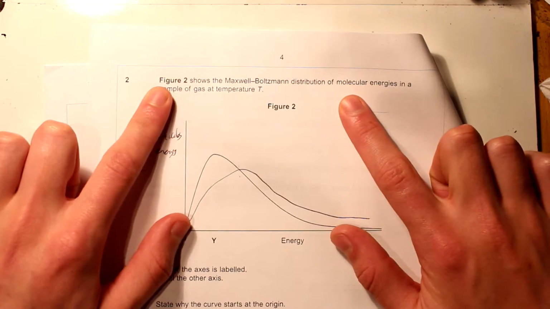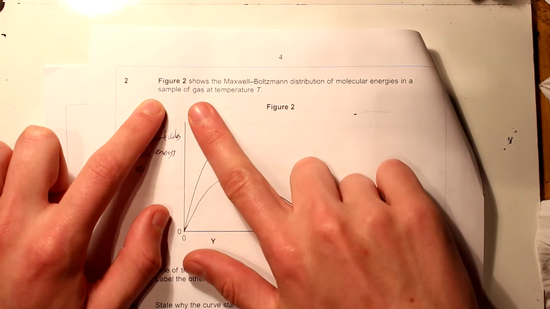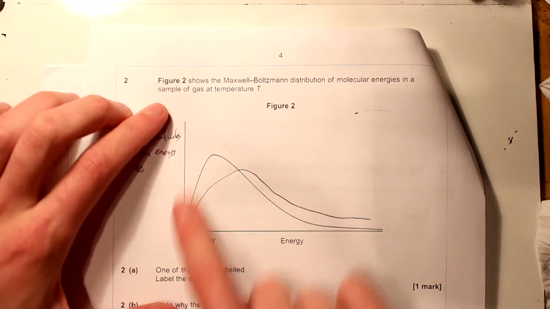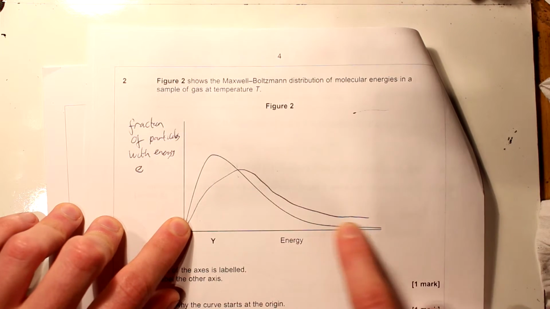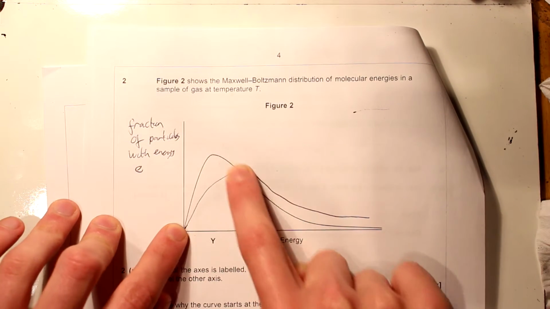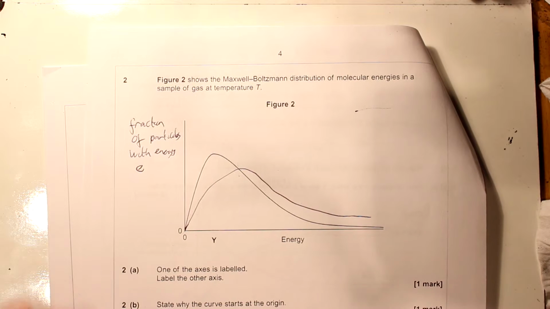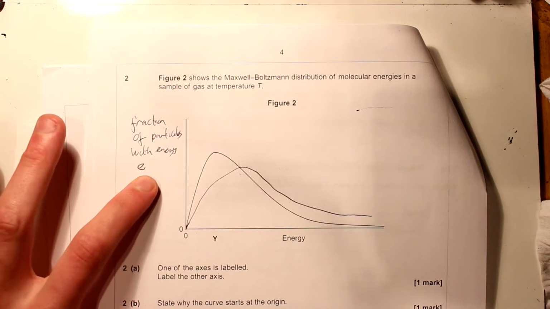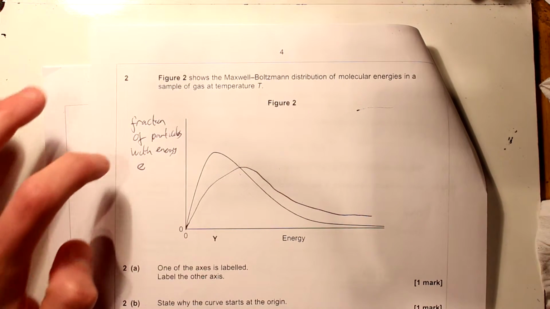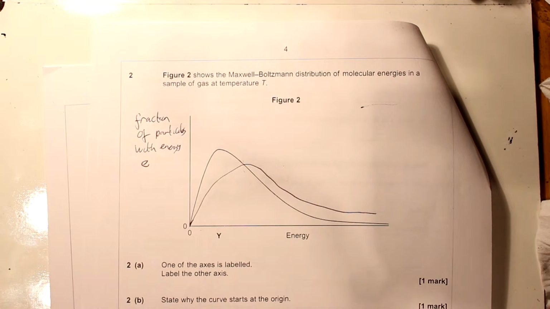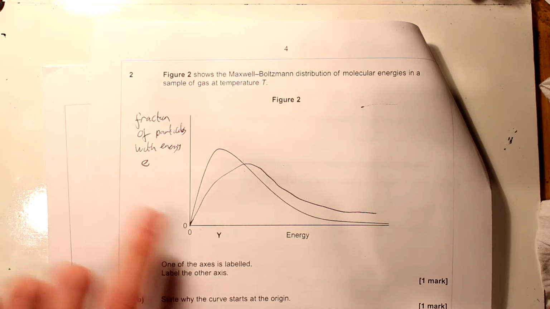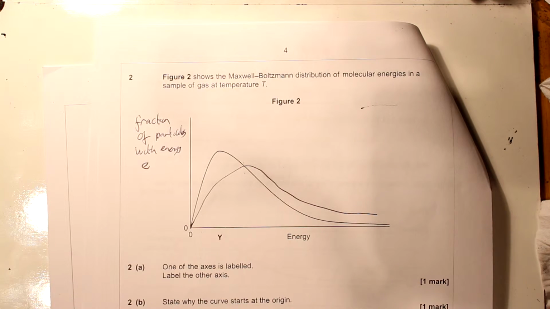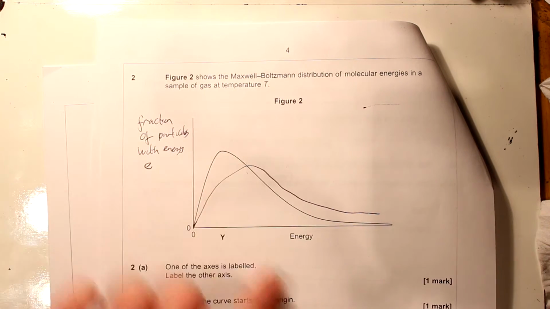Figure 2 shows the Maxwell-Boltzmann distribution of molecular energies in a sample of gas at temperature T. This would be the standard curve, the one that's not all messed up and that I've written on. One of the axes is labelled; label the other axis. This is labelled energy, so the y-axis is fraction of particles with energy E. As I said before, you need to know the axes. You do get asked this quite a lot. They may miss the bottom one off, or ask you to put the most probable energy on, the average energy on, or the activation energy on, whatever you need to do.